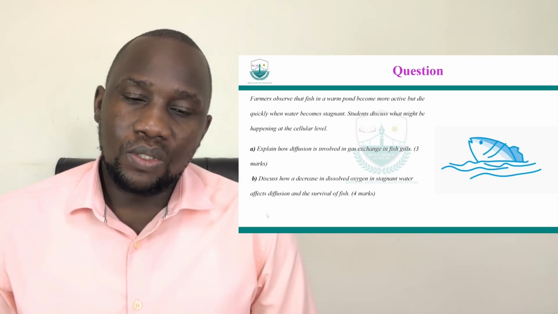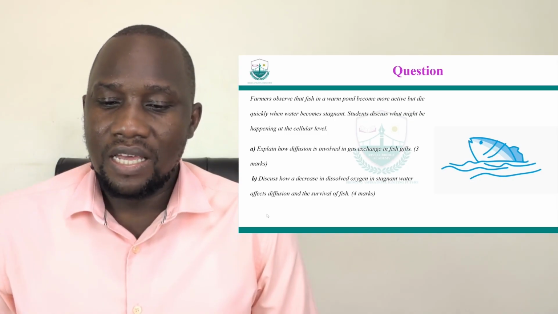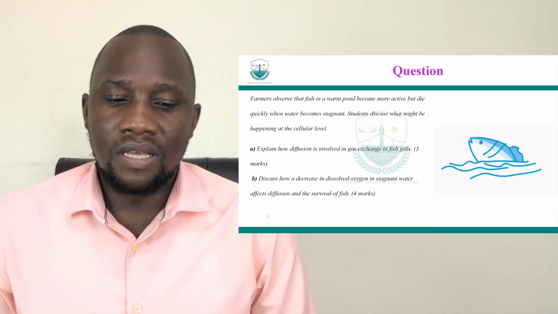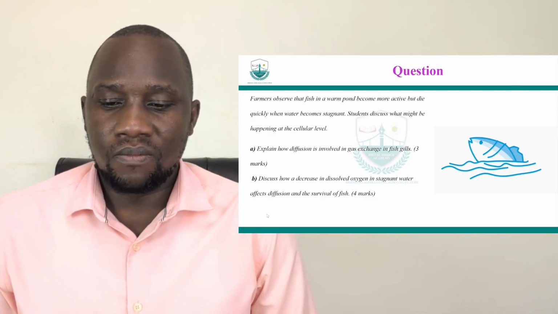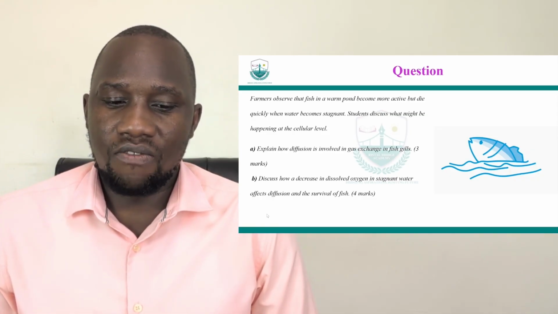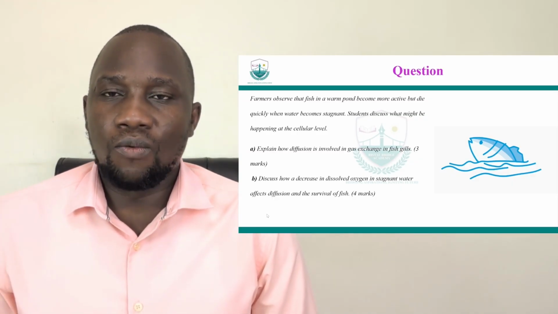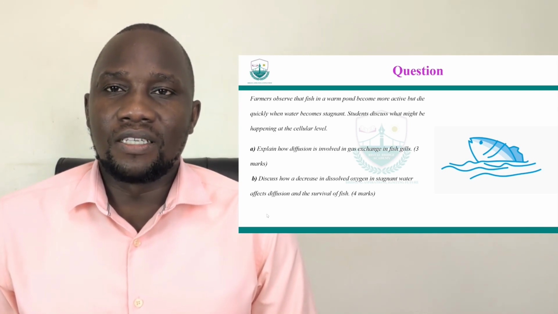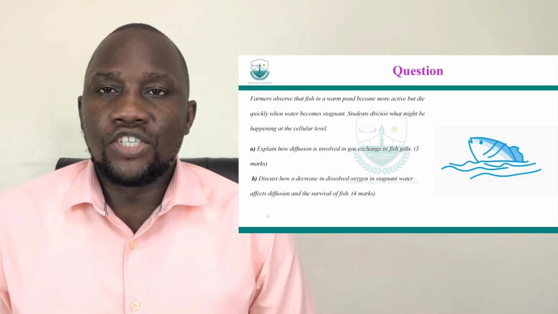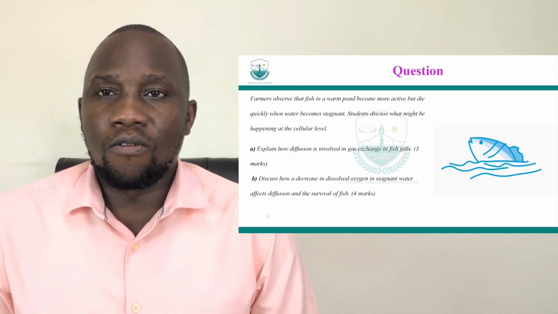Okay, so the questions are, explain how diffusion is involved in gaseous exchange in fish gills. And then the second question is, explain how the decrease in dissolved oxygen in stagnant water affects the diffusion and survival of the fish. So basically what this scenario is all about is the fact that the fish actually obtain the oxygen that they need from the water.